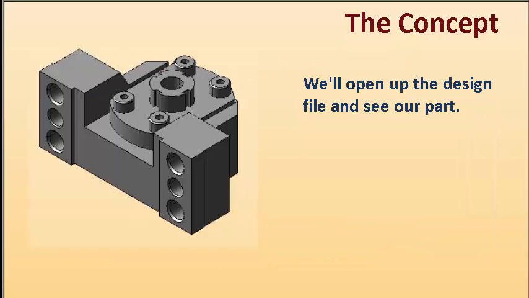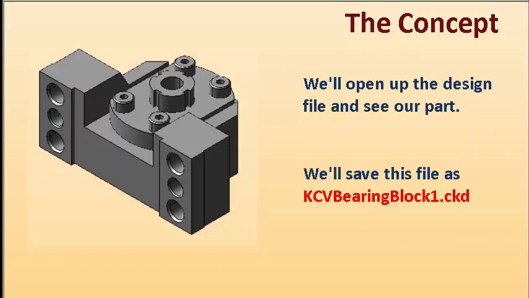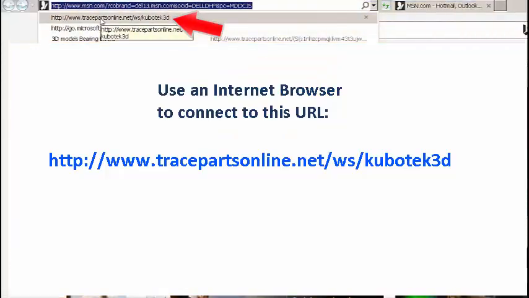We'll open up the design file and see our part. We'll save this file as KCV bearing block 1.ckd. So let's do this for real.